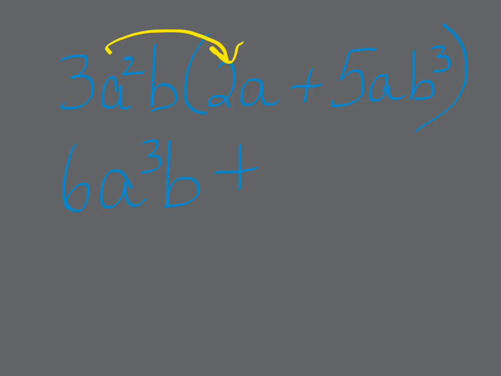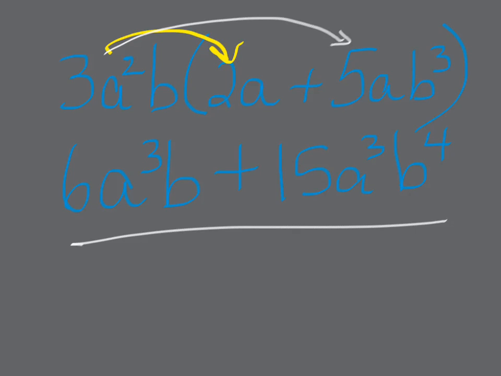Bring down our addition sign, and then we're going to multiply times the second term. 3 times 5 would give us 15. a to the second times a gives us a to the third, and b times b to the third gives us b to the fourth. This gives us our solution once we distributed the 3a squared b into the binomial.